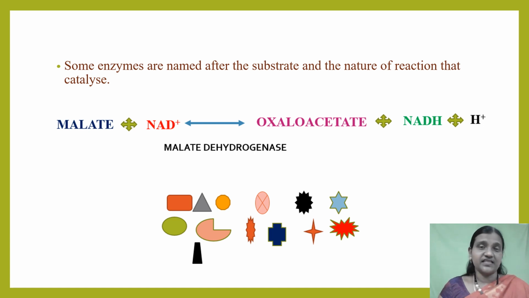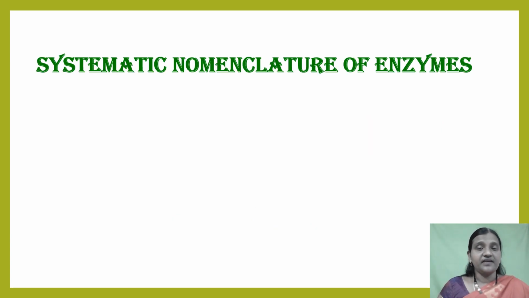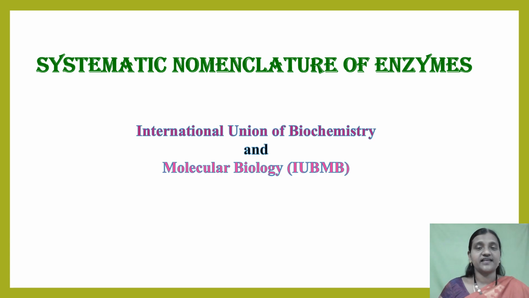With time, many enzymes were isolated and purified and are available in their purest form, and a need arose for a systematic nomenclature enabling identification of each of these enzymes. Then came the systematic nomenclature of enzymes, proposed by the International Union of Biochemistry and Molecular Biology, where enzymes are divided into 6 main classes.